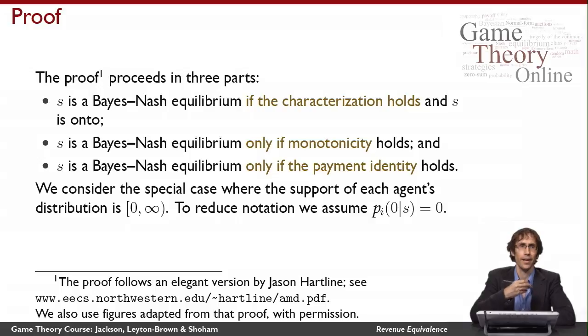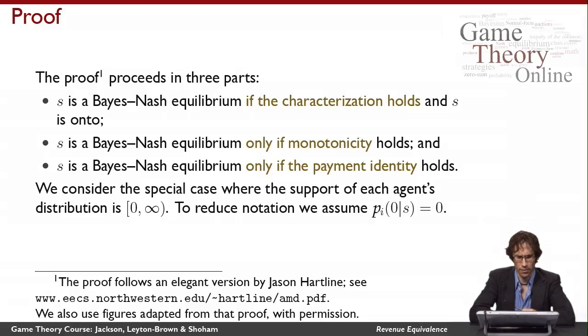I'm going to say that the strategy profile is a Bayes-Nash equilibrium if the monotonicity and payment identity properties hold, and furthermore, S is onto. So I'm going to show that those things suffice to give us a Bayes-Nash equilibrium. Then I'm going to show that those 2 things are necessary, that S is a Bayes-Nash equilibrium only when monotonicity holds, and that S is a Bayes-Nash equilibrium only when the payment identity holds.